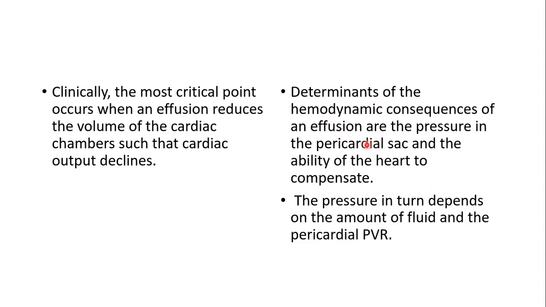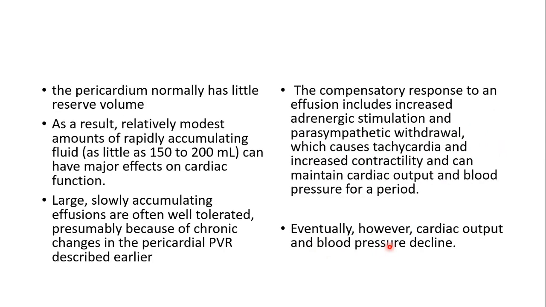Okay, so the determinants of the hemodynamic consequences of an effusion are the pressure in the pericardial sac and the ability of the heart to compensate. The pressure in turn depends on the amount of fluid and the pericardial pressure-volume relationship, which I tried to explain earlier on. So the pericardium normally has little reserve volume, and as a result, relatively modest amounts of rapidly accumulating fluid, as little as 150 to 200 ml, can have a major effect on cardiac function. Okay, and you can also have large, slowly accumulating effusions, which are often well tolerated, presumably because of chronic changes in the pericardial pressure-volume relationship, which I described earlier.